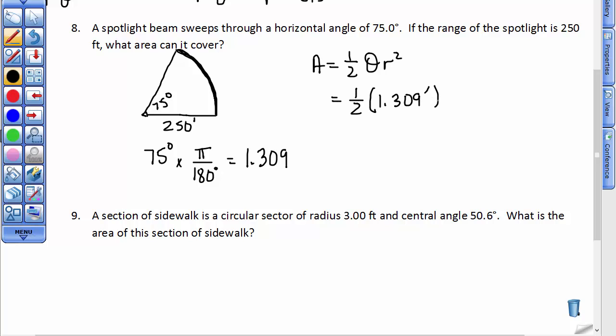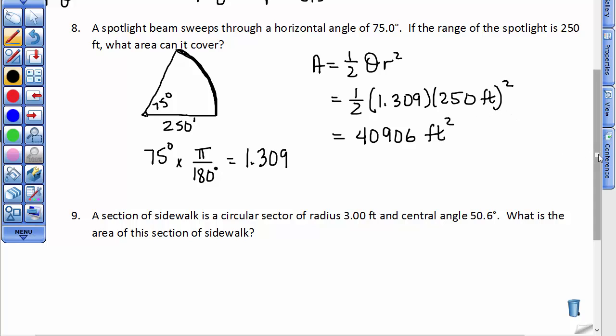Oh, I'm sorry, that's an angle. That's unitless. I was thinking about the radius. And I'm going to multiply it by the radius of 250, that's in feet, squared. And when we do that, I get 40,906 square feet. Don't forget, if you use my math lab, it's probably going to round that answer off to 41,000 or something like that.